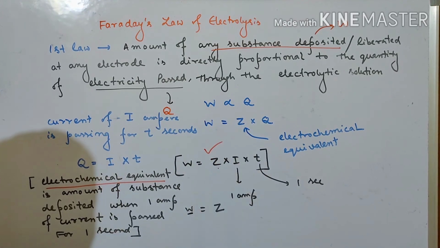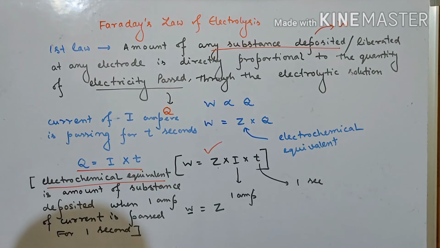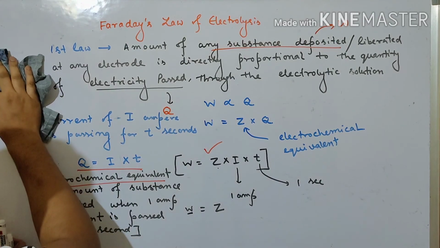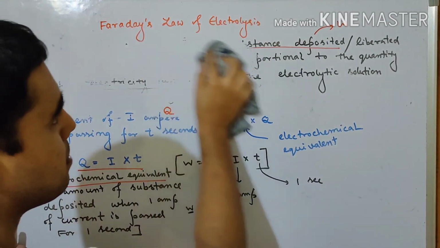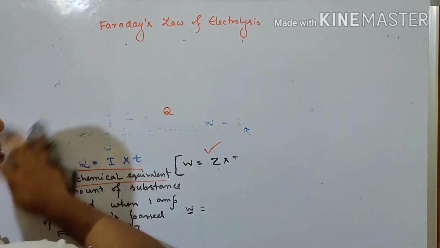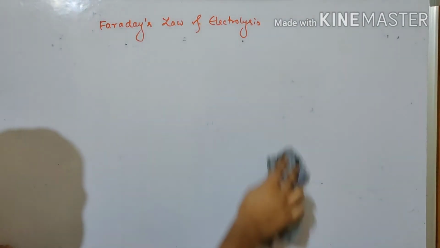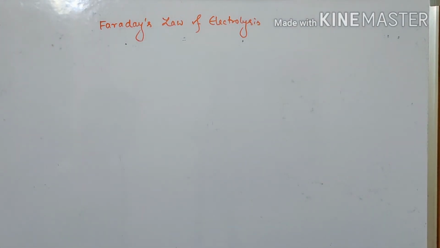This is the main formula. We need to understand this one also, the total amount of electricity that is passed. So this is the Faraday's first law. Obviously numericals are there which we will be solving. Now let us pay our attention to the second law of Faraday. So you write it down, I will erase. It is the second law.